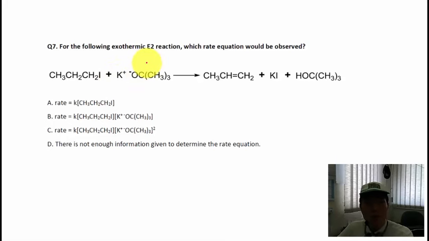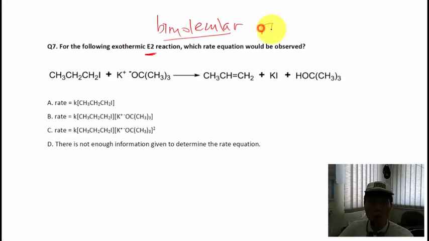Question 7. For the following exothermic E2 reaction, which rate equation will be observed? It says that it is E2. You see the term 2, it means it's bimolecular. I always translate the question. If I'm a student, I just translate what they are looking for. Bimolecular means the 2 is the rate law. Rate equals k, and the sum of the powers must be 2. So I see 1, 1, which is 2, so it's B.